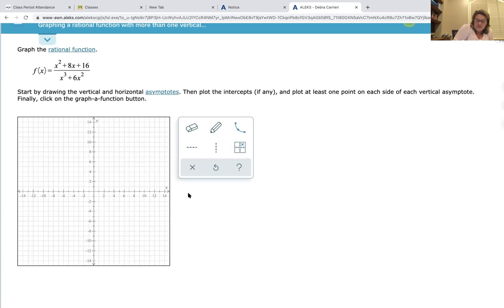So I have f of x equals x squared plus 8x plus 16 over x cubed plus 6x squared. I'm going to pause, I'm going to factor, and then I'm going to share my screen with you. All right, so I've done some factoring. Let's share my screen.